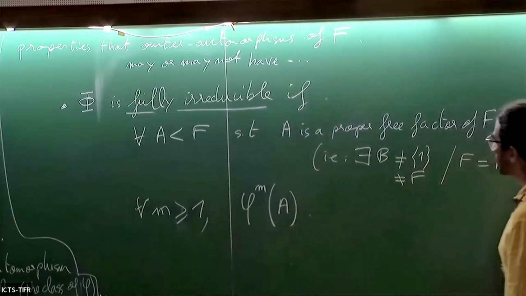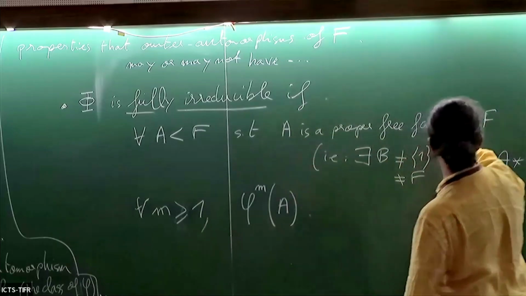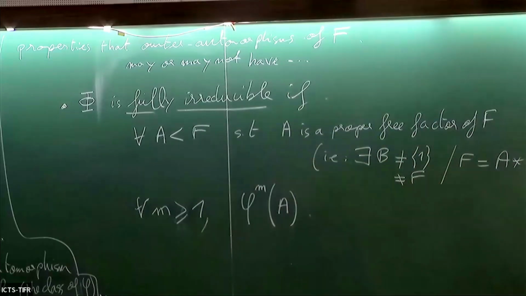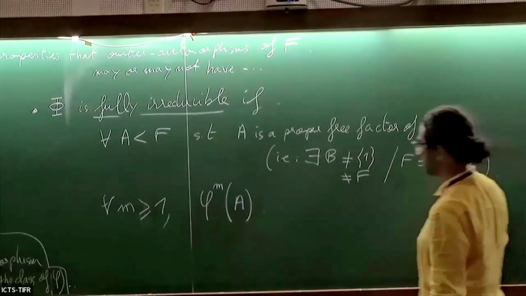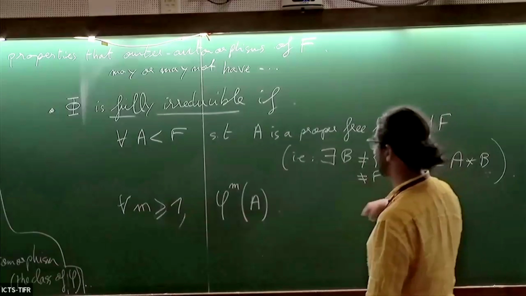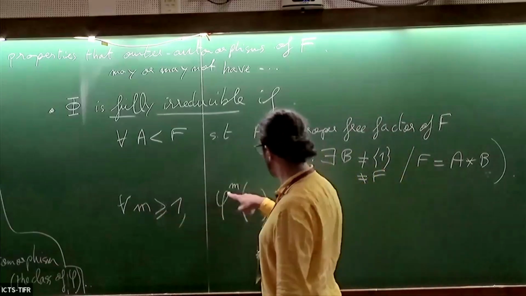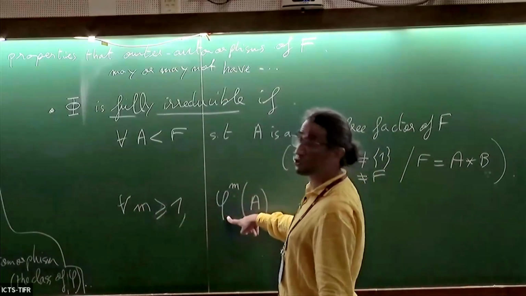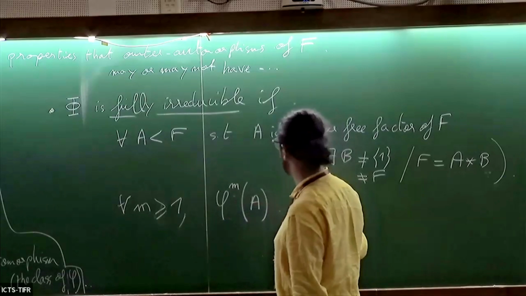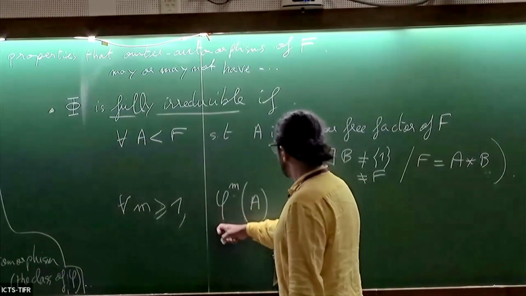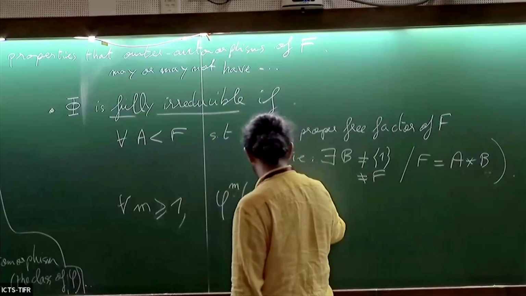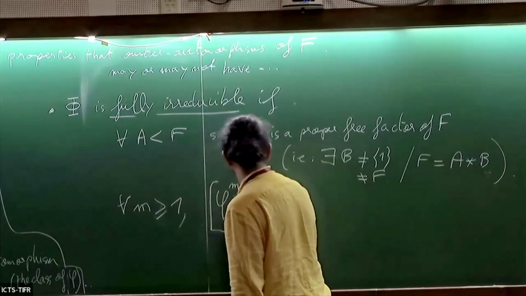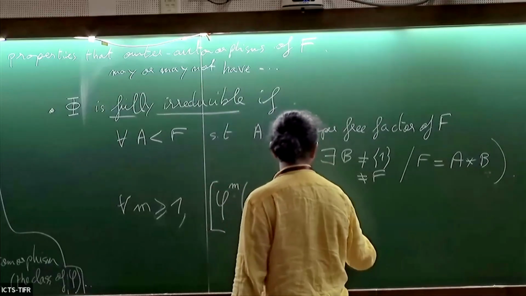So what did I just say? For all proper free factors A, meaning that there is another subgroup such that F is a free product of both, and neither one is the entire group, and for all powers of little phi as an automorphism that I want to apply to the subgroup, this is a subgroup of F, and I say it's not conjugate to A.